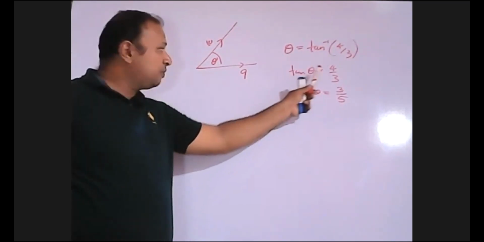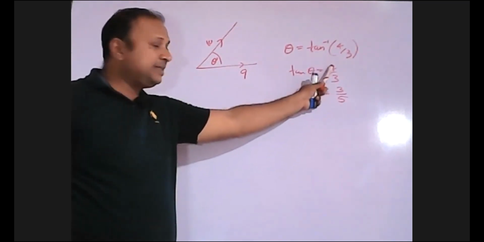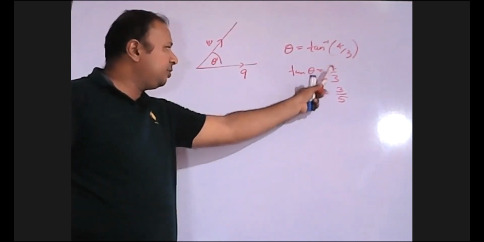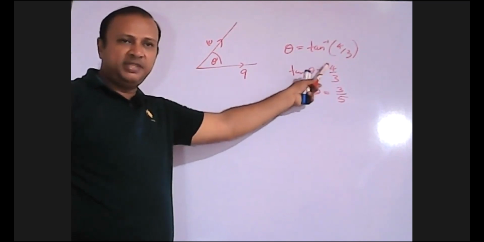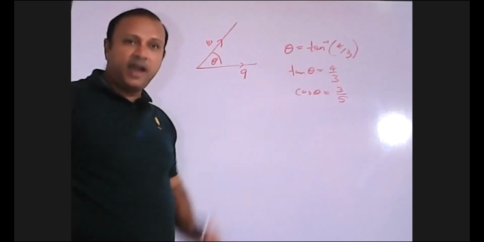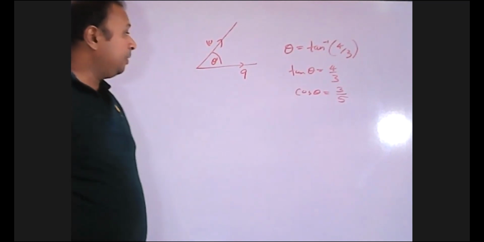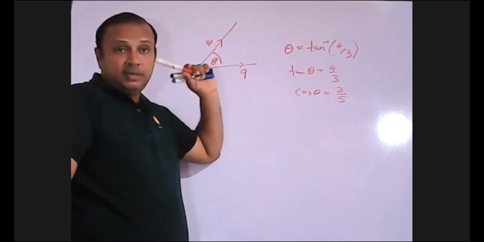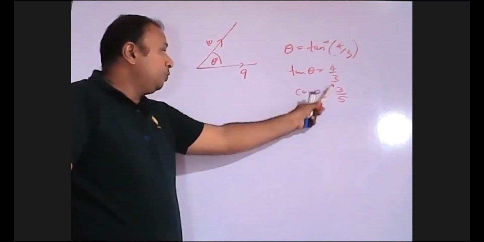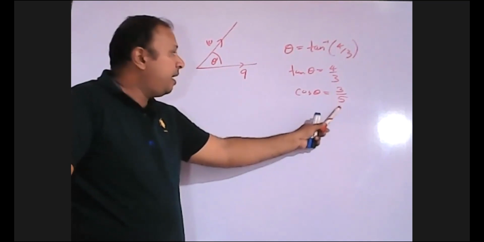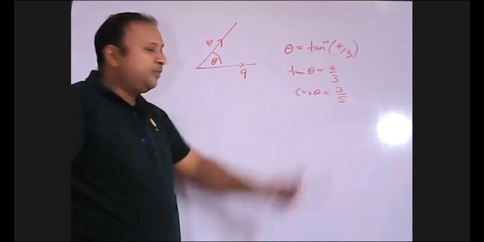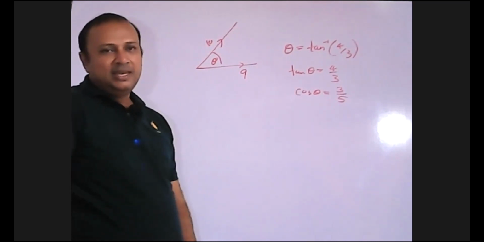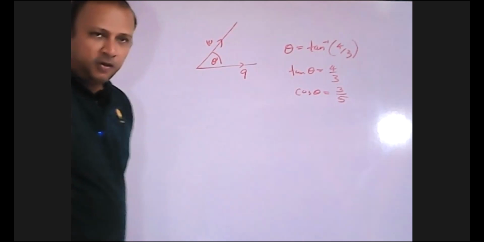If tan theta is equal to 4 over 3, that means this is the opposite side and this is the adjacent side. Opposite over adjacent, so opposite is 4 and adjacent is 3. To find cos theta, it is adjacent over hypotenuse. The hypotenuse is the square root of 4 squared plus 3 squared, which is 5. So cos theta is equal to 3 over 5.